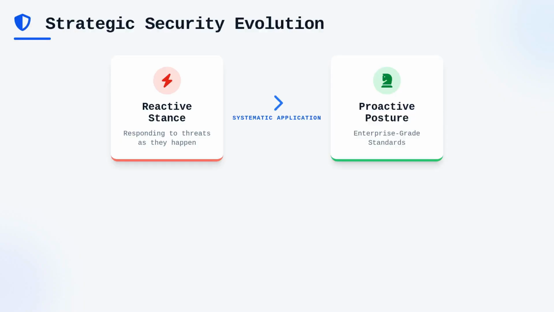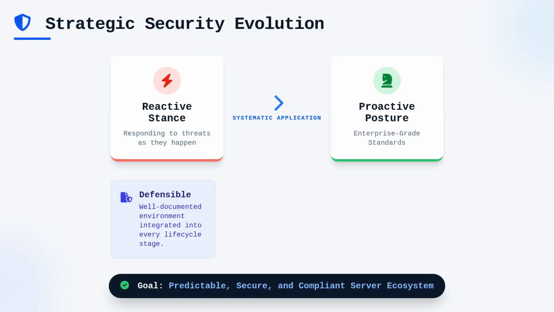By systematically applying these policies, you move from a reactive security stance to a proactive posture that aligns with enterprise-grade standards. The goal is to create a predictable, defensible, and well-documented server environment where security is integrated into every stage of the lifecycle. As you move forward, keep in mind that the effectiveness of these policies relies heavily on your ability to enforce them consistently across all facets of your infrastructure.